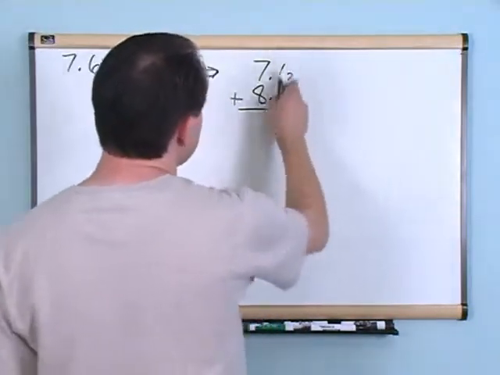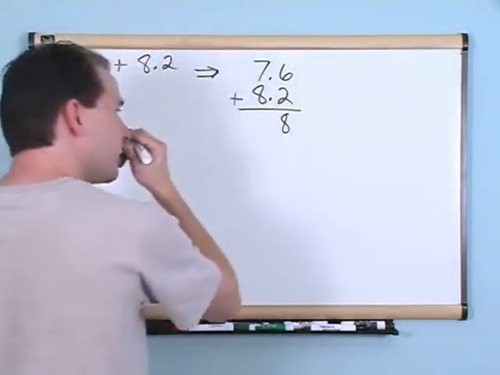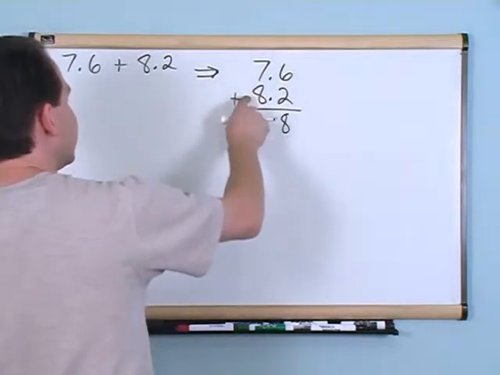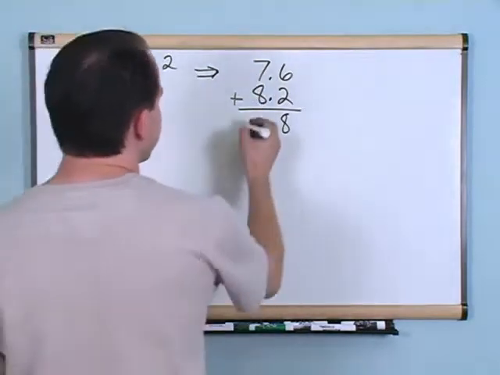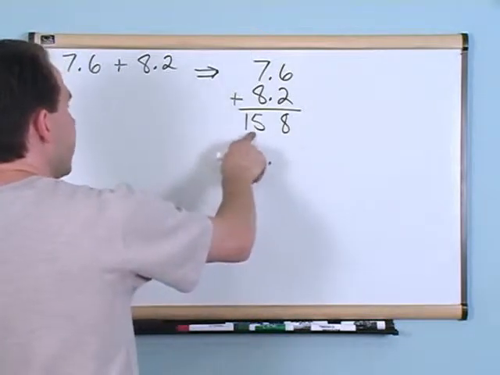So we're going to start in the right-hand column like we always do. 6 plus 2 is going to give you 8, right? And 8 plus 7 is going to give you 15. So you put 15, okay? So you have 8 and you have this 15.